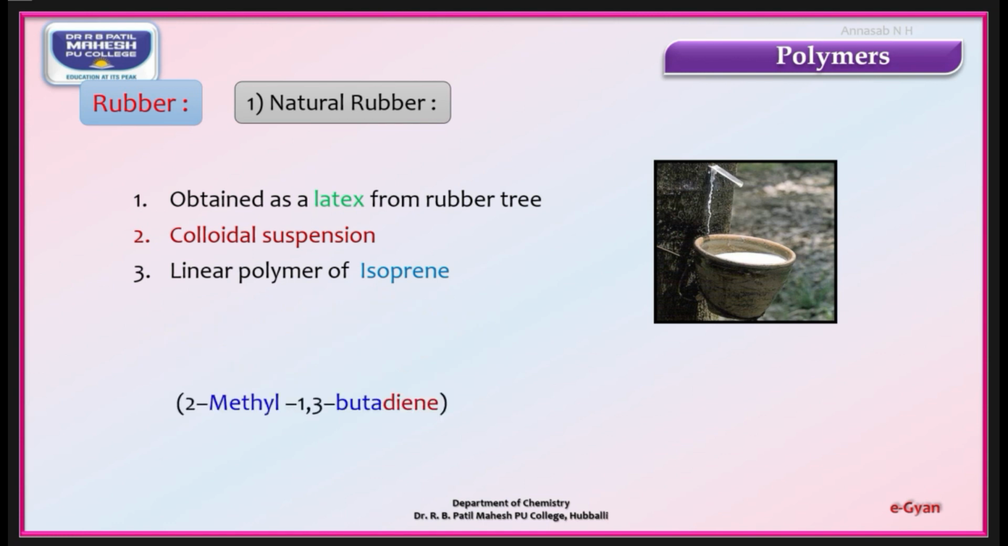So here we have the structure. Total 4 carbon atoms, 1, 2, 3, 4. There are 2 double bonds here. Between carbon number 1 and 2 there is a double bond, and between the third and fourth carbon atoms there is a double bond, and there is a methyl group on the second carbon atom. So this is the structure of isoprene.